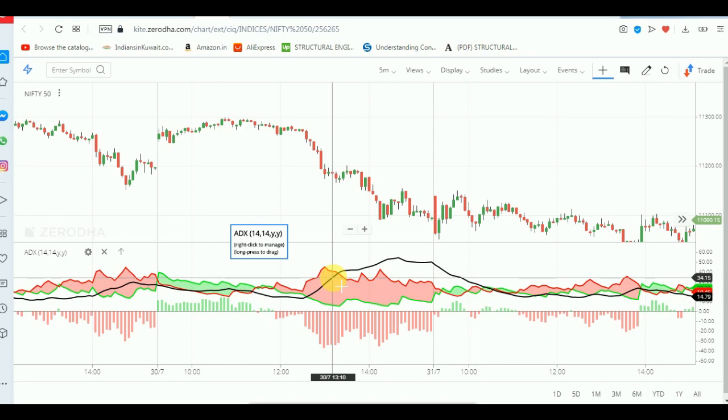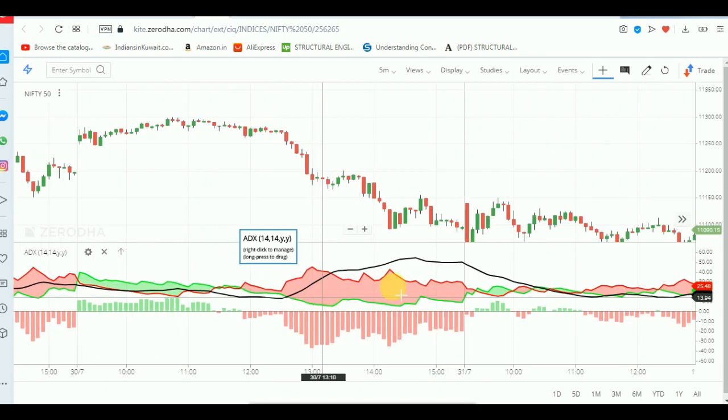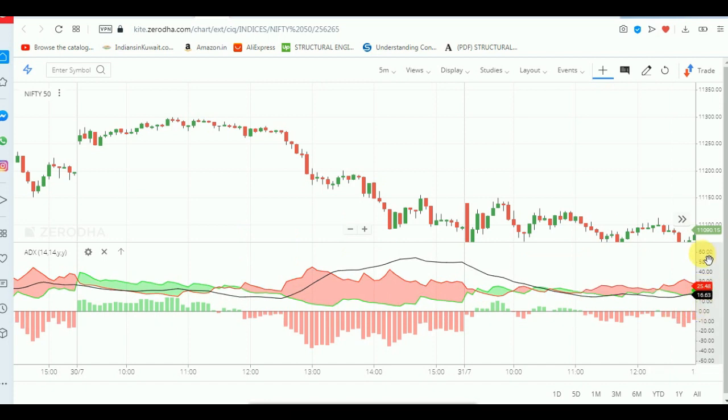So basically how it is used in the market, let me tell you. Here you can see the numbers on the side, right? Generally what technical analysts used to do, if this particular ADX is below the 20 levels, which means that 20 comes somewhere here.